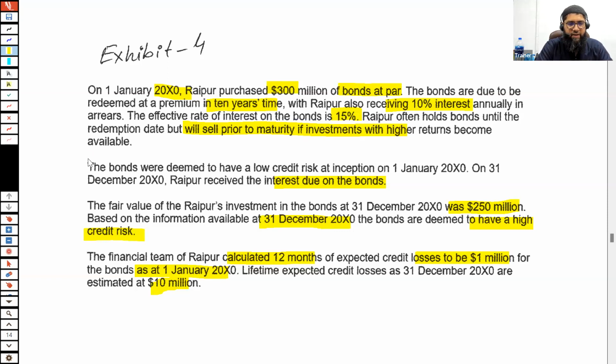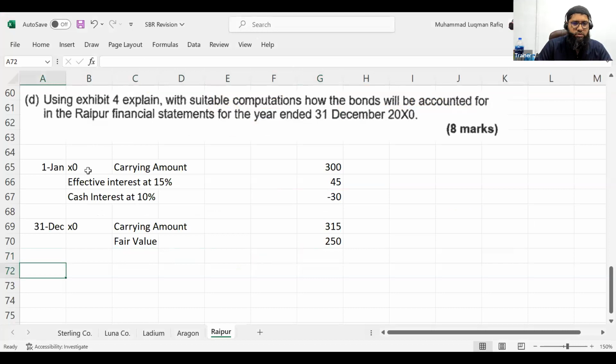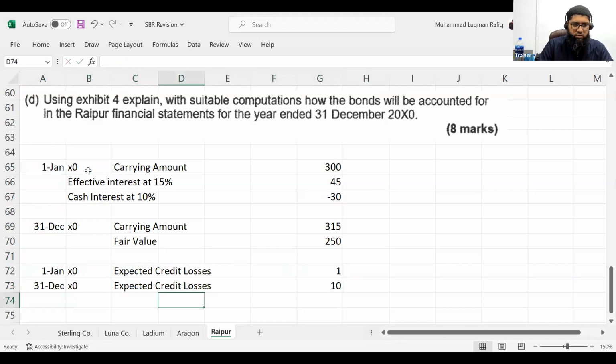Now, what is actually going to happen is that you would say, okay, now let's just try to incorporate this also. The expected credit losses, 1st January X0, is 1 million. Increase in loss allowance is going to be this.